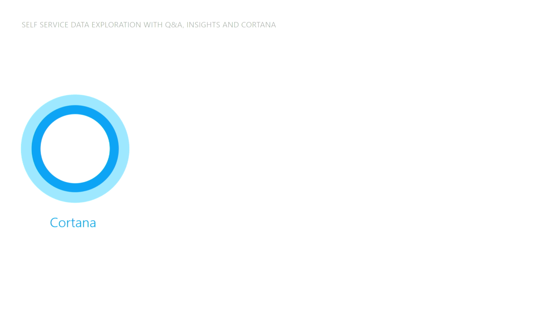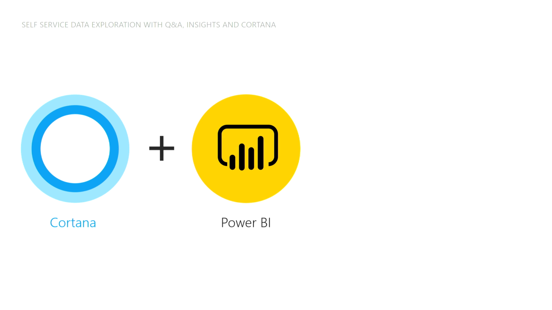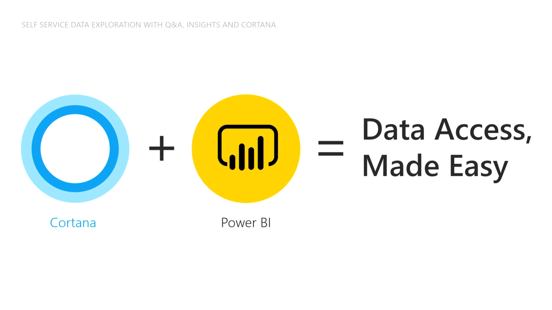But Cortana can do much more than that. So Cortana can also connect with online services, with Office 365, and also with other third-party apps. And now, also with Power BI, right? So we connect Cortana and Power BI to make data access easier.